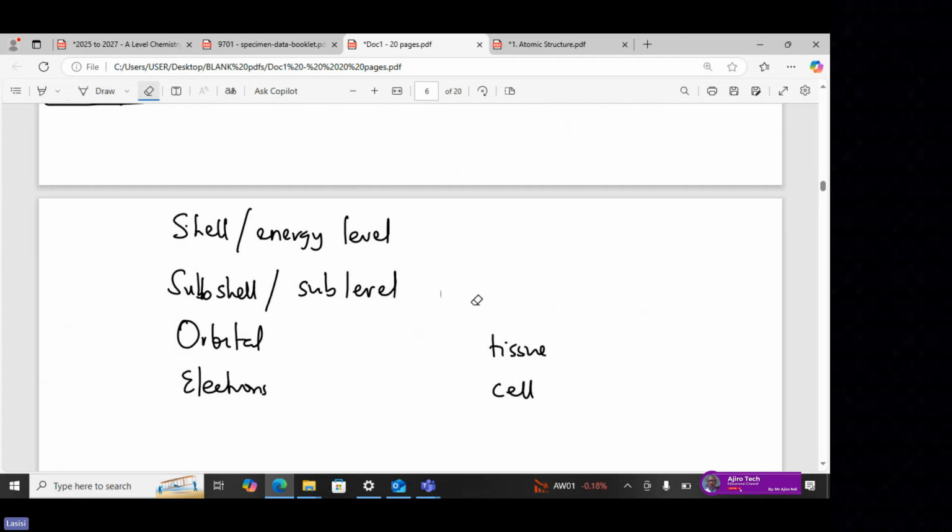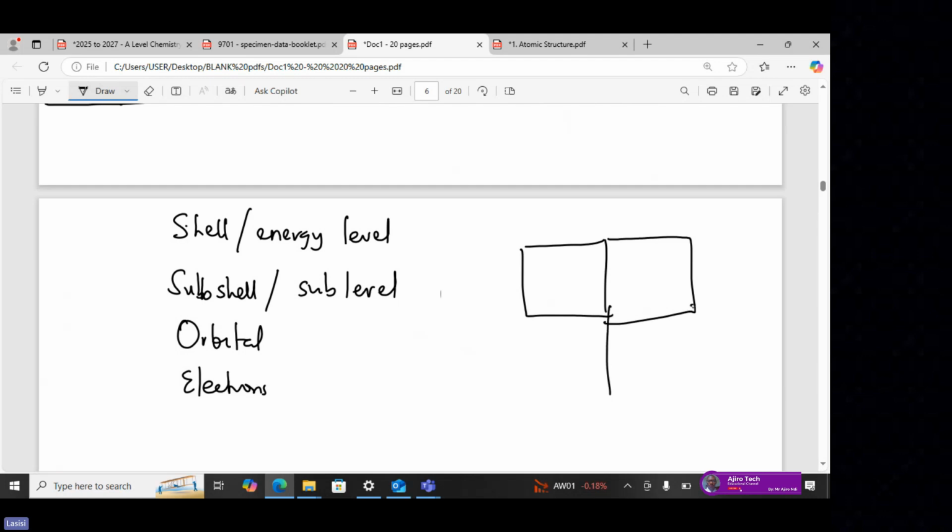Now let me say it another way for you. Consider a building made up of 4 flats, a block of 4 flats. The whole block of 4 flats is a shell. A flat within a block is a subshell. A room within a flat is the orbital. A pen in a room is the electron.